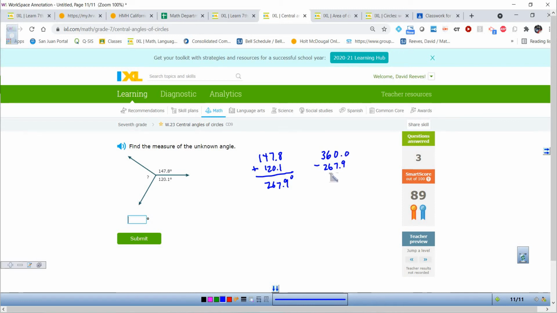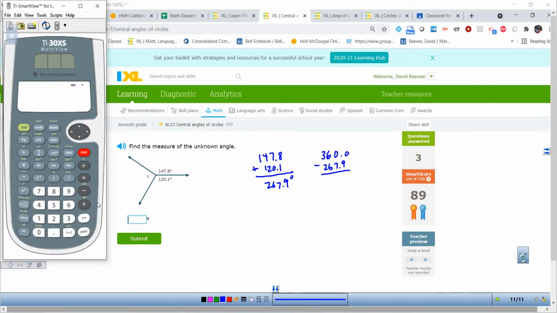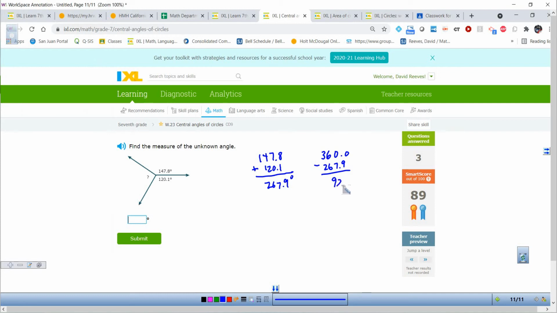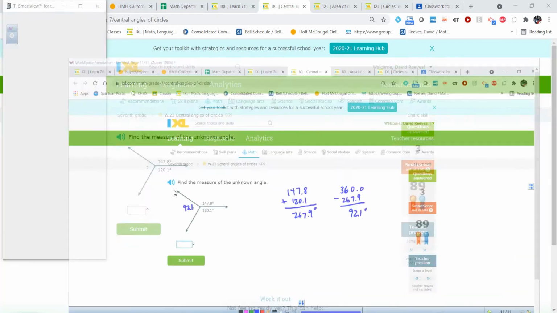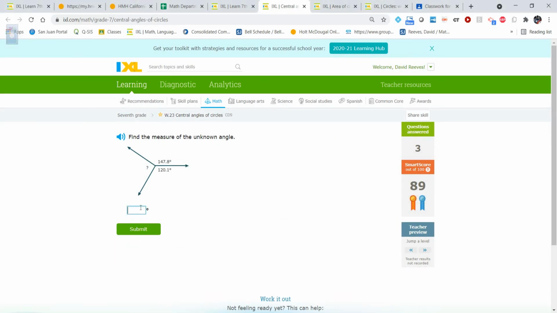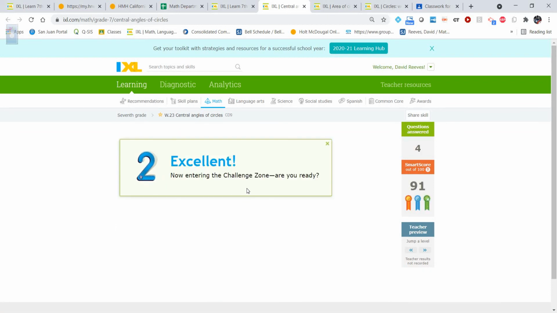267.9. All right. Okay, at this point, just to show you that it's all right, I'm going to go ahead and put that in my calculator. 360 minus 267.9. And when I do that, I get 92.1 degrees. Okay, so if that's 92.1 and I add all those together, I should get 360. And again, if you turn your head sideways, you could see that that angle is really close to 90 degrees. So 92.1 is a very reasonable answer.